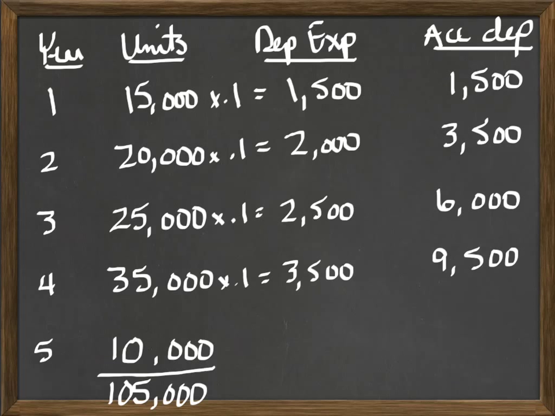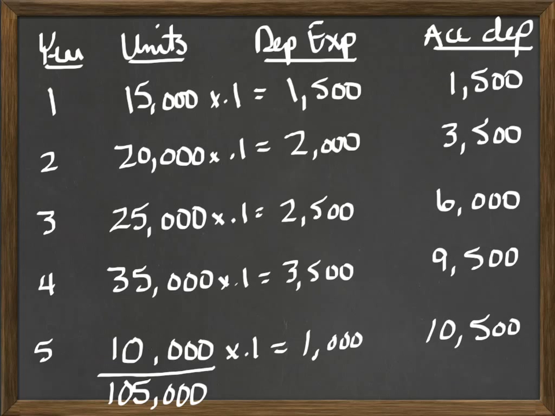You cannot depreciate an asset beyond its useful life. If you have a useful life of 105,000 units, you can only depreciate the asset for 105,000 units. So we back down and we can only depreciate 10,000 units this year. We again take that times the 0.1 or 10 cents per unit, gives us 1,000. That brings our total accumulated depreciation to 10,500.